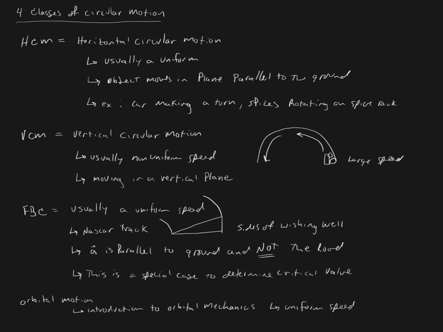With frictionless banked curves, it looks like a ramp and the acceleration is parallel to the ground. And so, these things are only mentioned to just help you keep track of the information and make it a little bit easier as you're studying.